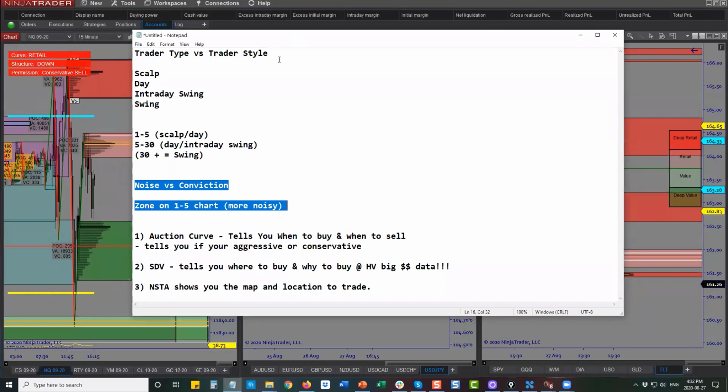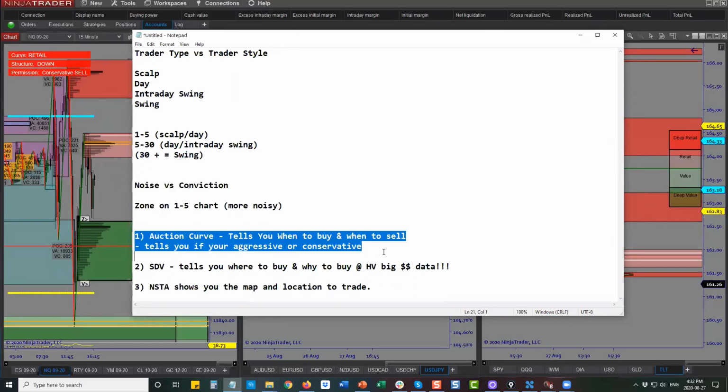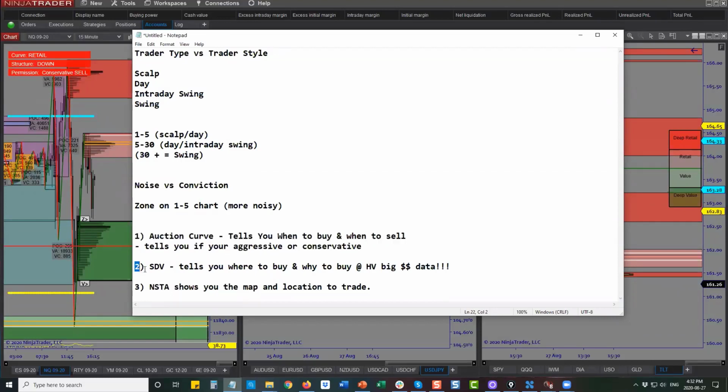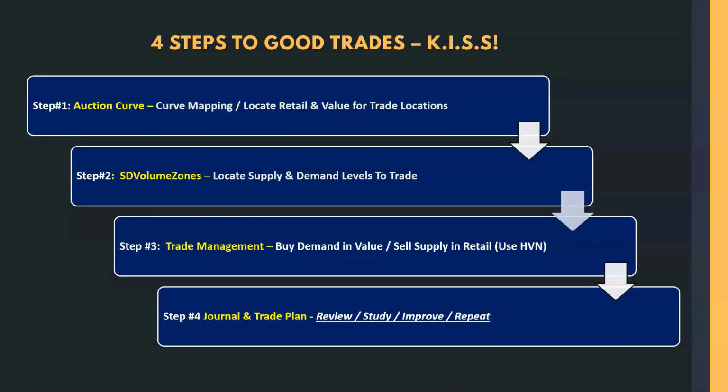Market moves, man. Right? And if you look at the auction curve, it tells you when to buy and sell, when you're aggressive. The SD volume zone tells you where to buy and sell with big volume data. And the trade map for you guys is to understand that this is to keep it simple. Like, where are you on the map? And where are you with structure? Where are the zones? And getting in at the high volume nodes. Like, that's the best.